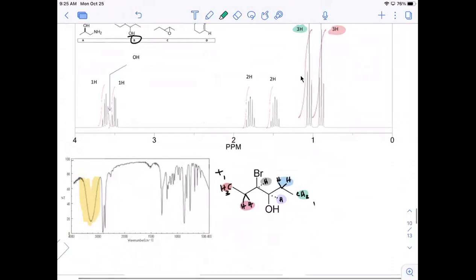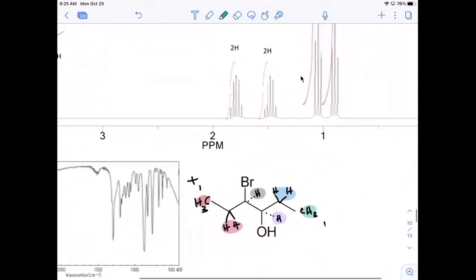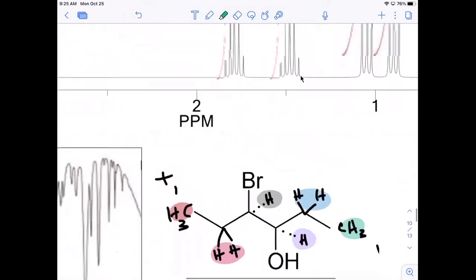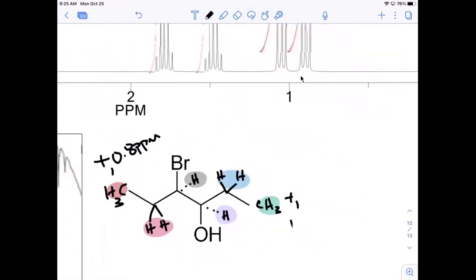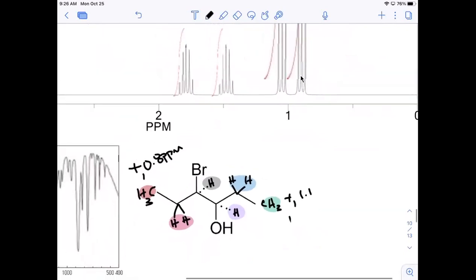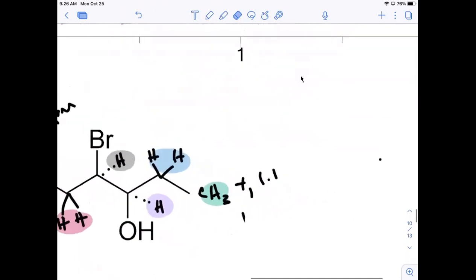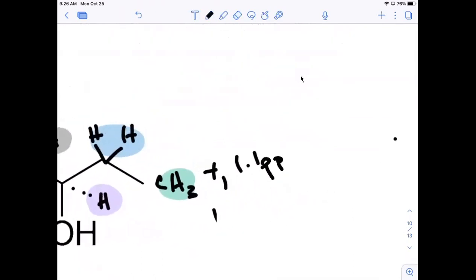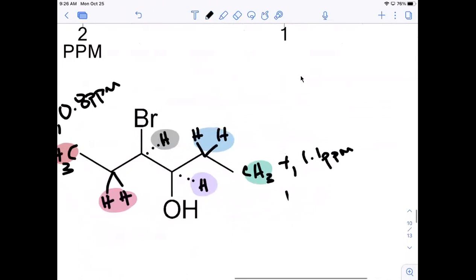All right, so that's going to be a triplet at, let's say, 0.8. And then over here, this is also going to be a triplet, but it's going to be at about 1.1, somewhere in there. So 1.1 parts per million. All right, so we got those two out of the way.